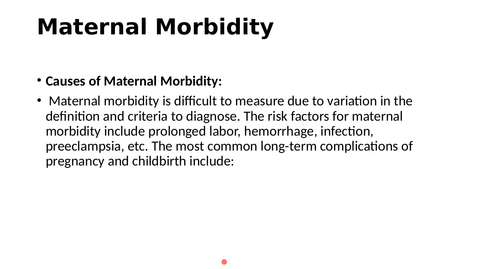What is maternal morbidity? Maternal morbidity is the rate at which mothers, when they're pregnant or even 42 days after pregnancy, get diseases. Maternal morbidity is difficult to measure due to variation in the definition and criteria to diagnose. The risk factors for maternal morbidity include prolonged labor, hemorrhages, infection, preeclampsia, etc. The most common long-term complications of pregnancy and childbirth include the following.